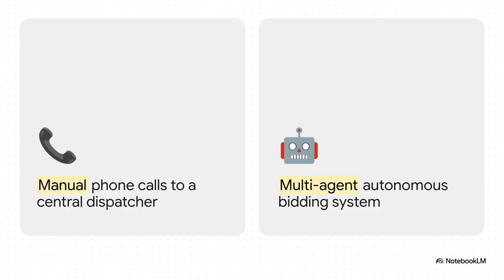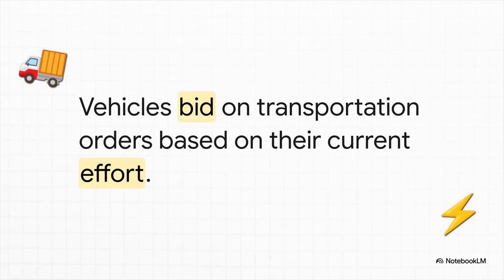The contrast here is just staggering. The old way was incredibly analog. When goods were ready to move, an employee manually picked up a phone, called a central dispatcher, and that dispatcher manually assigned a specific human-driven vehicle to go pick it up. The Industry 4.0 way? A multi-agent autonomous bidding system. Here's how that actually works in practice.